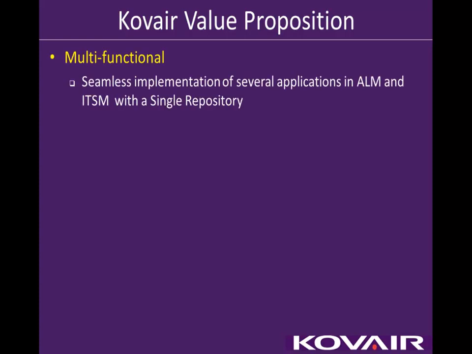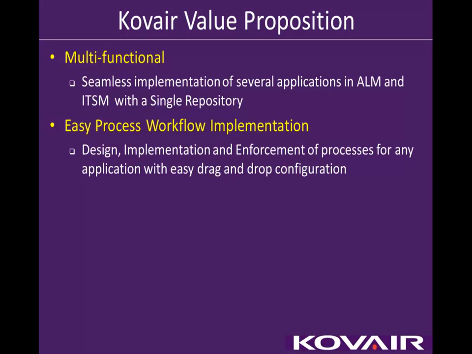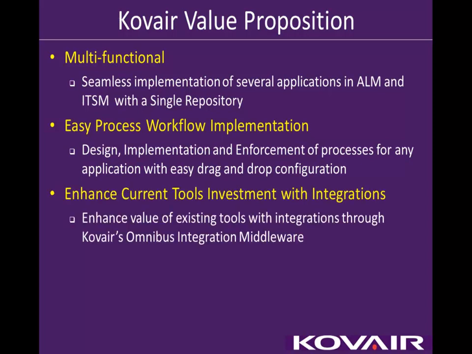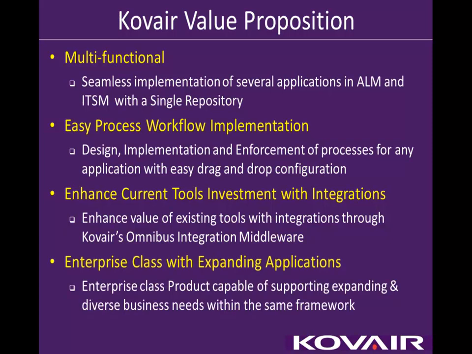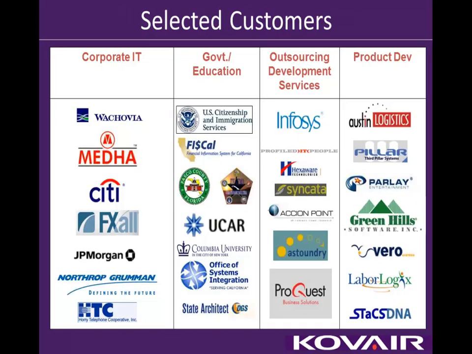Value proposition: multifunctional, one box, multiple applications. The process automation. This is actually one of our biggest, I would say, differentiators from our competitors. Integration. As a matter of fact, we have some very large integration installations with thousands of users with 14, 15 different tools. So integration is actually one of our crown jewels. And finally, you can expand your existing business applications using Kovair as a platform. So these are the value propositions of Kovair.